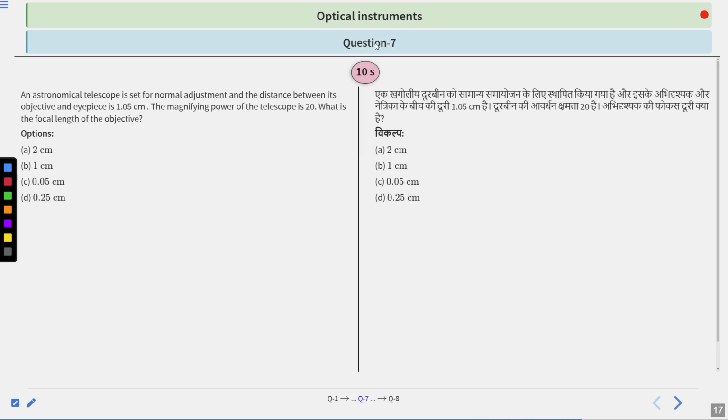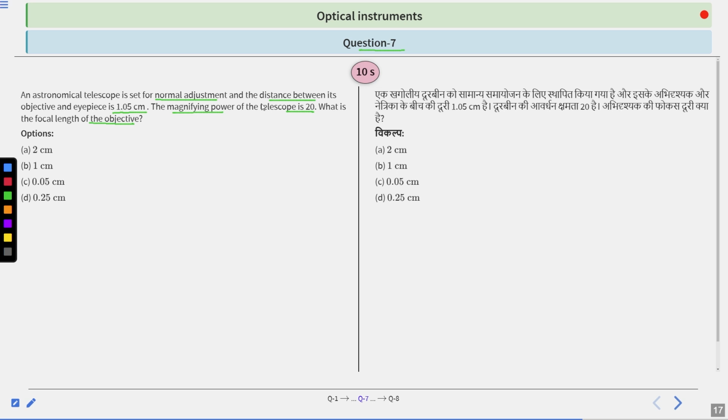Question 7. An astronomical telescope is set for normal adjustment and the distance between its objective and eyepiece is 1.05 centimeter. Listen carefully. The main term in this question is the distance between the objective and eyepiece, 1.05 centimeter. The magnifying power of the telescope is 20. What is the focal length of the objective?